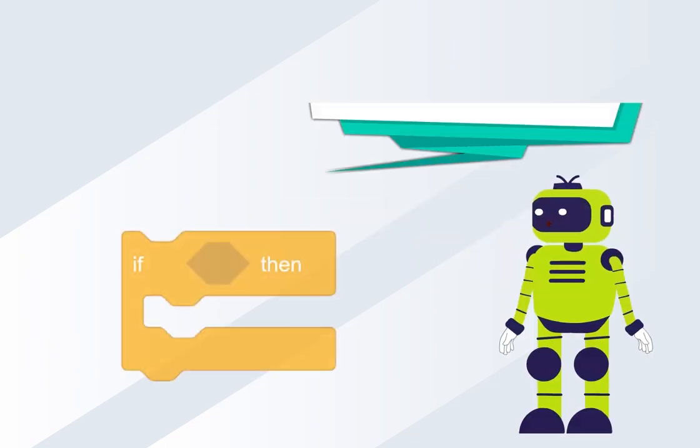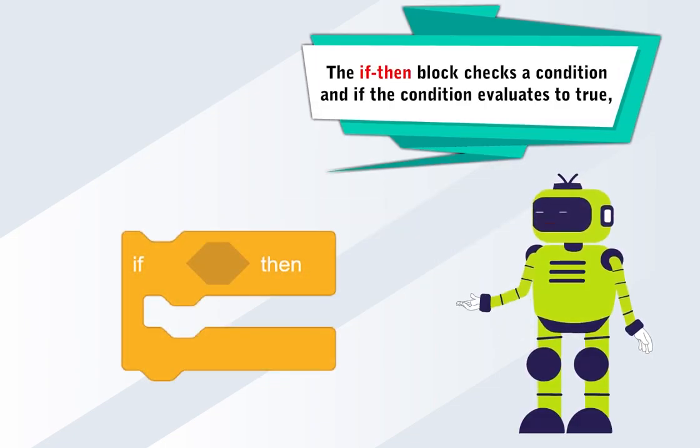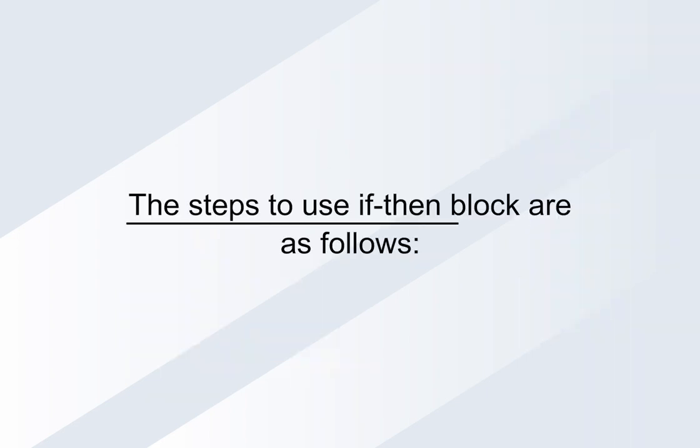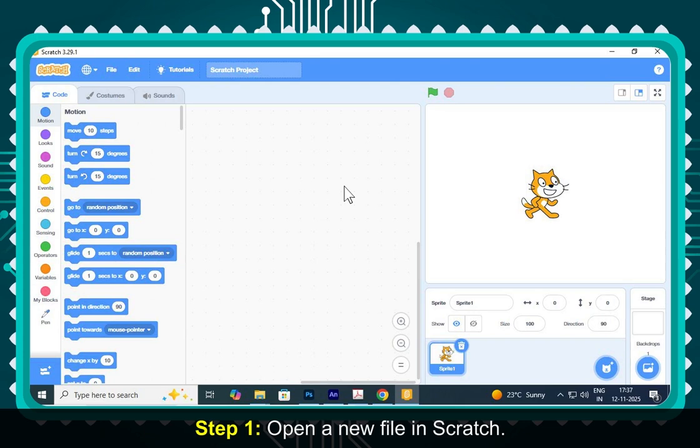If-then block. The if-then block checks a condition and if the condition evaluates to true, it executes the scripting code given inside the if-then block. The steps to use if-then block are as follows. Step 1. Open a new file in Scratch.